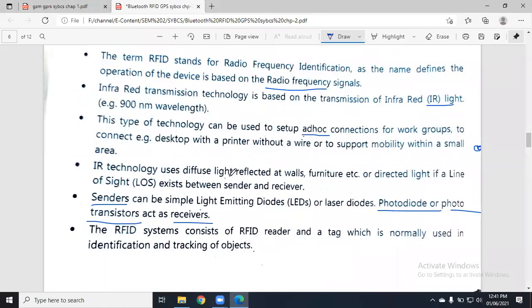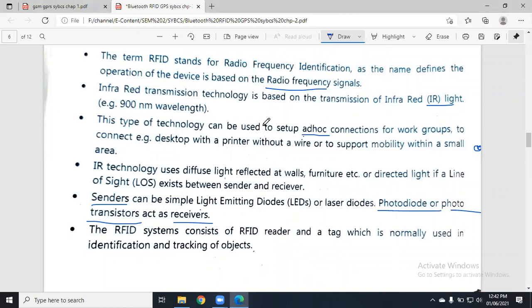The next thing is that our technology uses diffuse light reflected at walls, furniture, etc. So you can just use this technology in a line of sight distance only. As long as the distance is visible, that you can see without any disturbance, that distance is called a line of sight distance, and this is going to work in that range only.